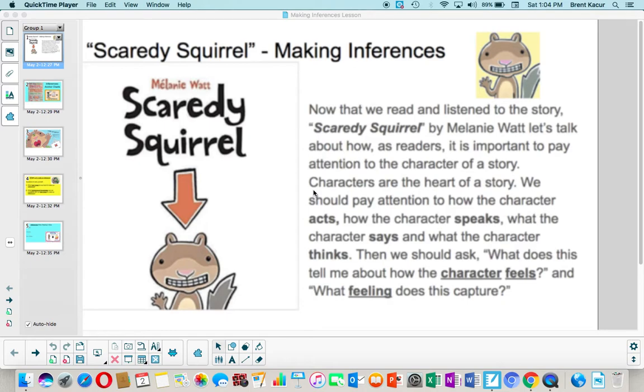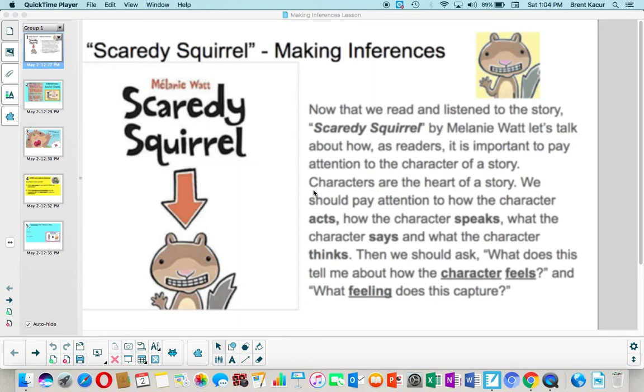How the character speaks. How did Scaredy Squirrel speak in this story? And what the character says and what the character thinks. How did Scaredy Squirrel think in this story? What did Scaredy Squirrel do in this story? Then, as good readers, we should ask ourselves this question: what does this tell me about how the character feels?